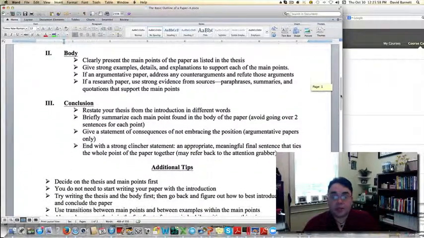So, and then your conclusion, you're basically going to restate your thesis in a different way. I feel that dogs are better off if they have training, and grooming, and so on. And then boom, you're done.